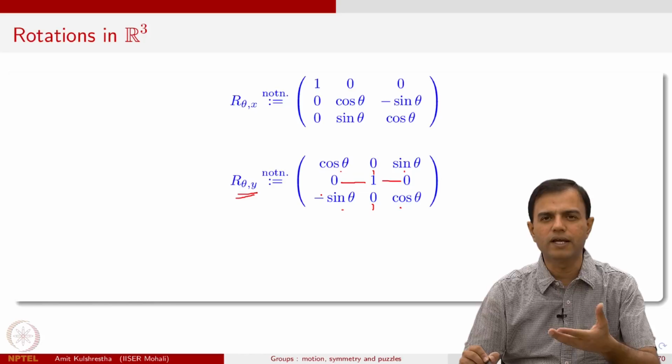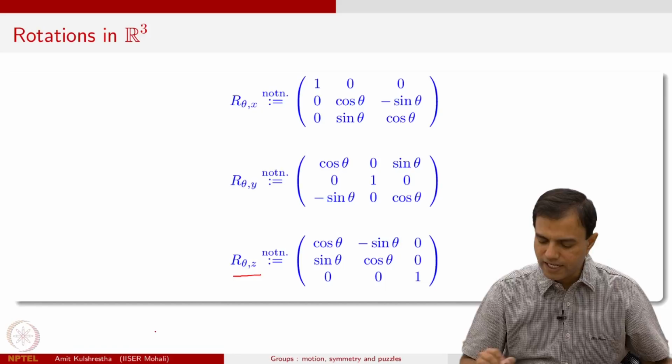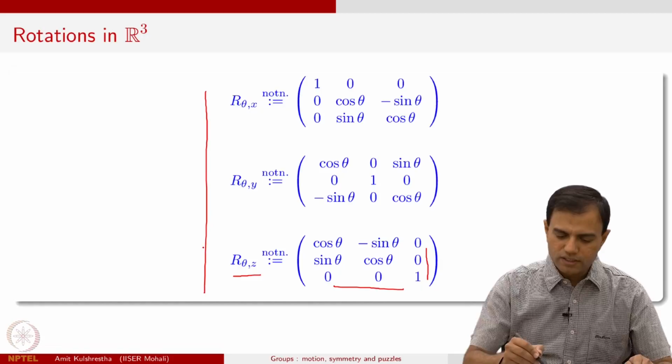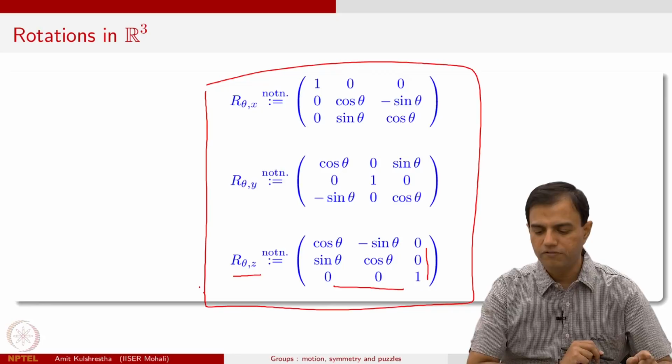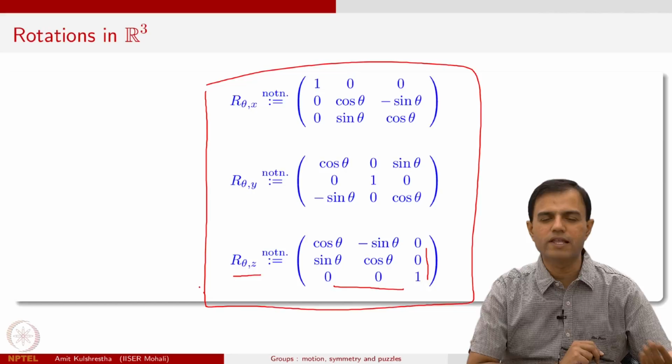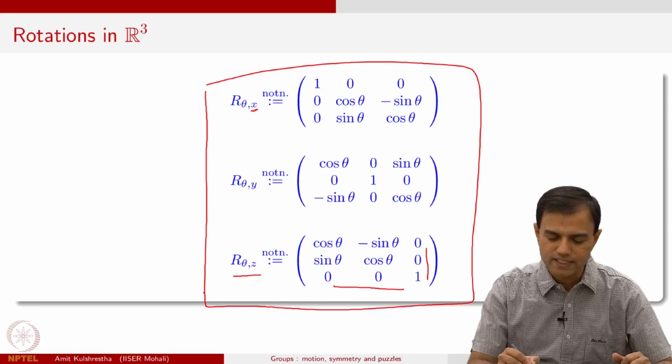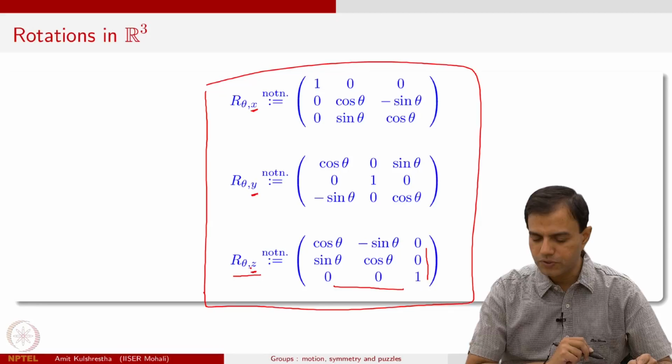And similarly, you have R theta z. Here I am fixing the z axis. This is a very clear cut, very obvious calculation where you don't have to do much. Just right from the two dimensional case, you are lifting the situation to three dimensions. So for these three very special axes, the x axis, the y axis and the z axis, it's pretty straightforward for us to write rotations in terms of matrices.